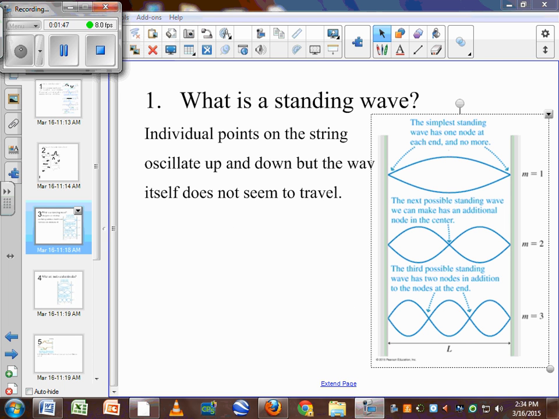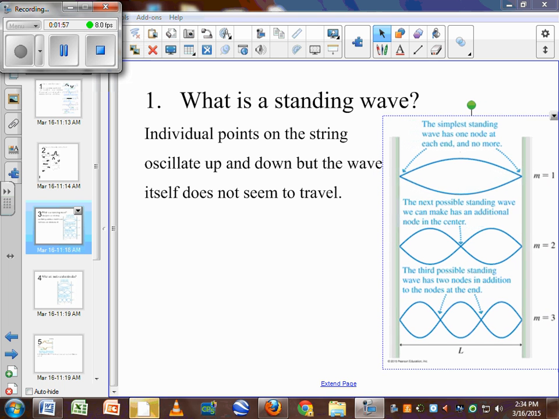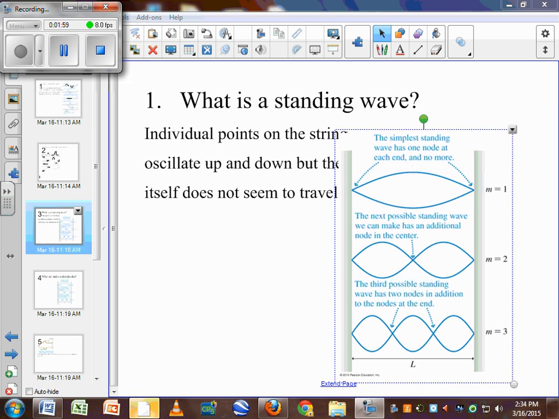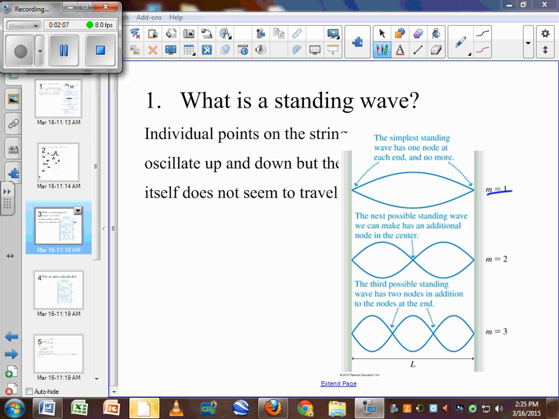Now we're going to look at what a standing wave is. It's when individual points on the string oscillate up and down, but the wave itself does not seem to travel. So what we have here is three different types of standing waves. This wave here is called the first harmonic. It's m equals 1. It's the first harmonic.